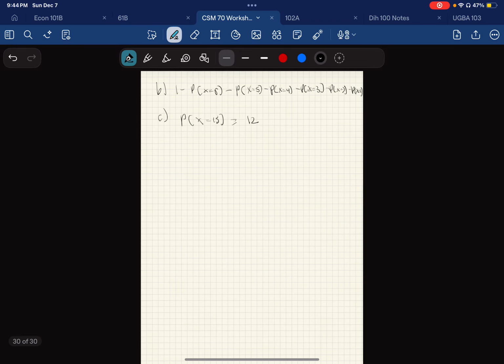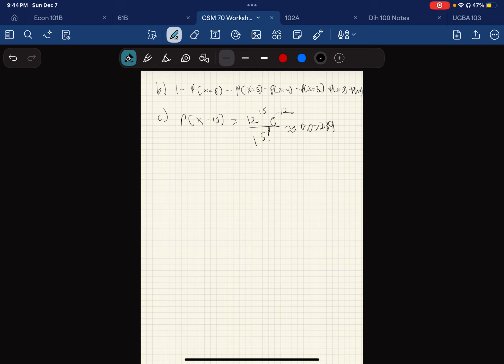Model that. So we have lambda to the k, e to the negative lambda over k factorial. That's the probability that x is 15, which approximates to 0.07239. That's the probability part of the way.